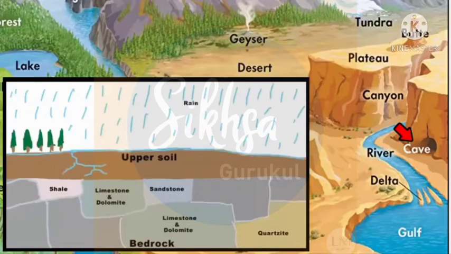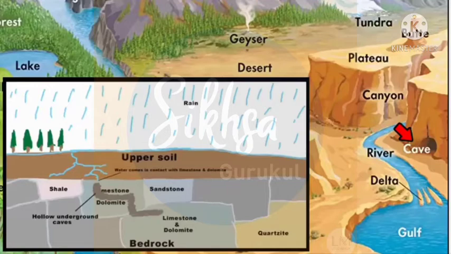When rainwater penetrates the soil, it turns into a weak acid, and it starts dissolving the bedrock by reacting with rocks like dolomite and limestone. As a result, long, hollow underground caves are formed. The height of these underground caves depends on how thick the bedrock is.